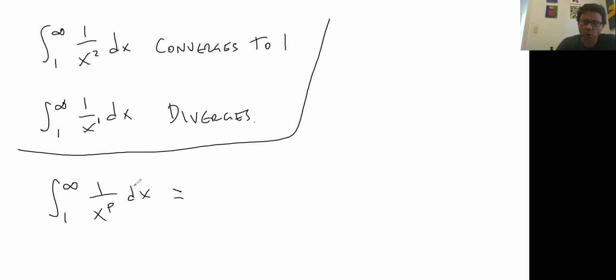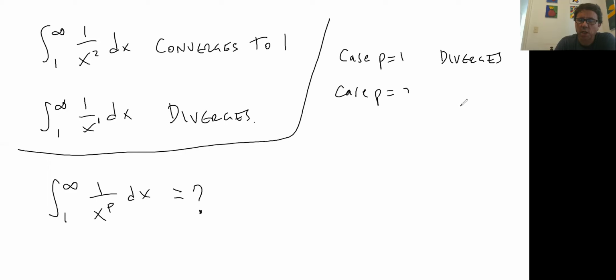So what about if P is 3? But what happens if P is negative? So let's see. We want to look through a bunch of these cases. In the case where P is 1, then we get divergence. It means the area is infinite. In the case where P is 2, then it converges. I'm not going to worry about what, but it does give me a finite answer for the area underneath.